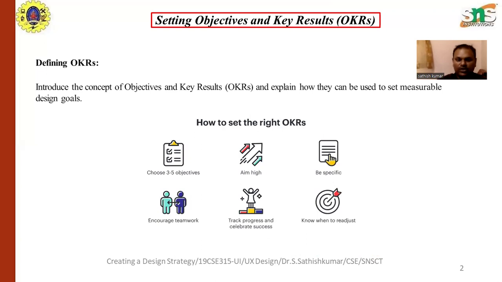Define OKRs. How to set the right OKRs. OKR is nothing but objectives and key results, and explain how they are used to set measurable design goals. So these are the OKRs to set the right path. Choose 3 to 5 objectives and aim high, be specific, encourage teamwork, track progress, celebrate success, and know when to readjust.